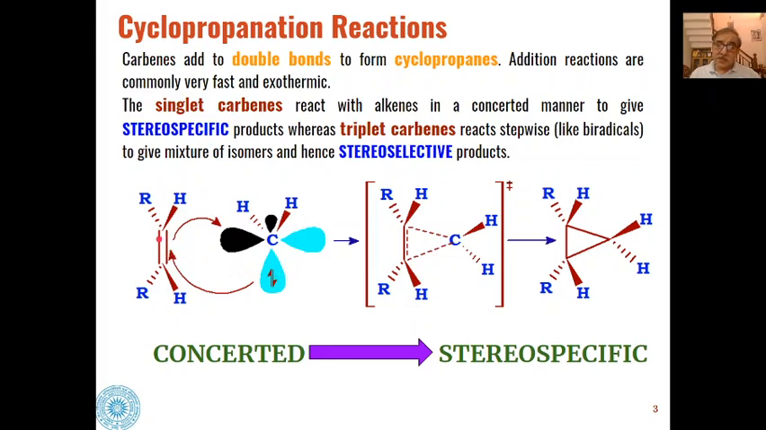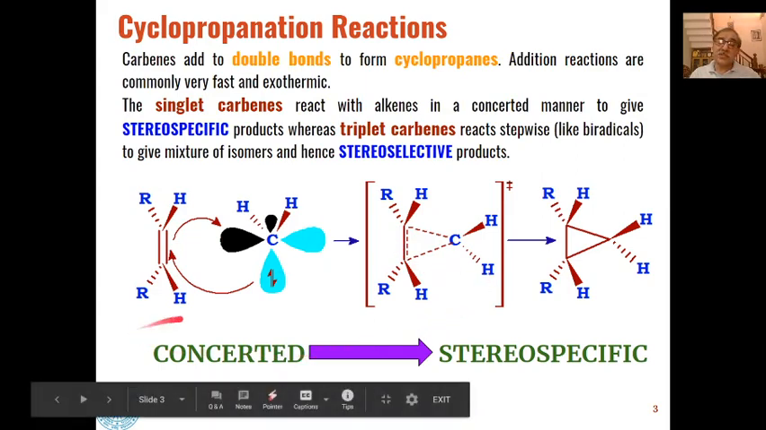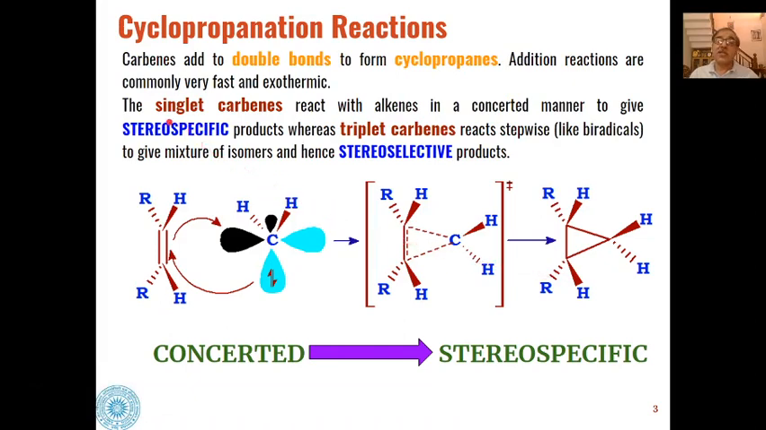So that means the bond formation between this carbon and the carbon of the carbene can be a concerted effort through this type of transition state. And that is why, because this reaction is a concerted reaction, we are getting only a specific isomer out of the various possibilities. So this reaction is a stereospecific reaction, and we will exclusively get only one isomer. So singlet carbenes are stereospecific in nature.